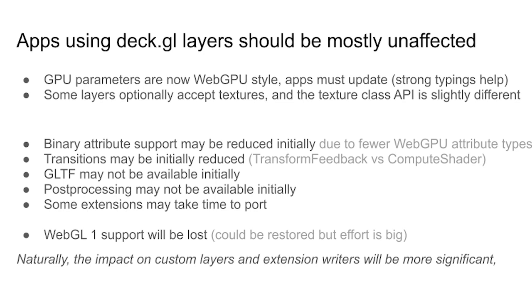GPU parameters are now the WebGPU style. They're strings, so that must be updated. The strong typing helps with that. The texture class API for the layers that optionally accept textures has changed a bit. For binary attribute support, some of the things we may lose initially in maybe the 9.0 version is passing in binary attributes, which may not be possible in all cases.